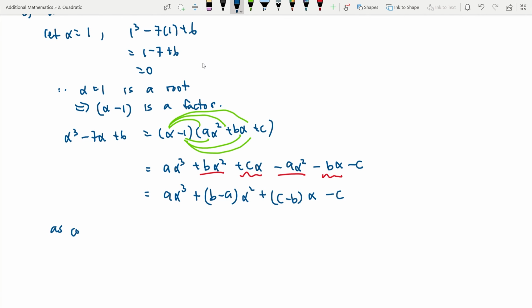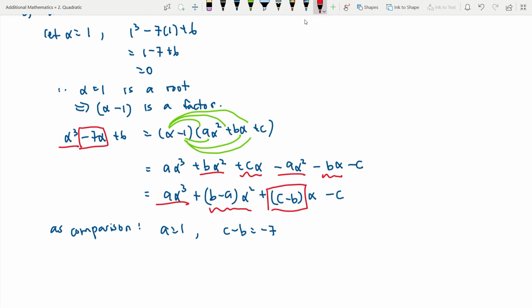Then we compare the coefficient. A alpha cube with alpha cube, we get A is equal to 1. We don't have any alpha square on the left side. C minus B alpha is equal to negative 7 alpha, so C minus B is negative 7. And lastly, minus C is 6. Negative C is 6. Therefore, our C will be negative 6.